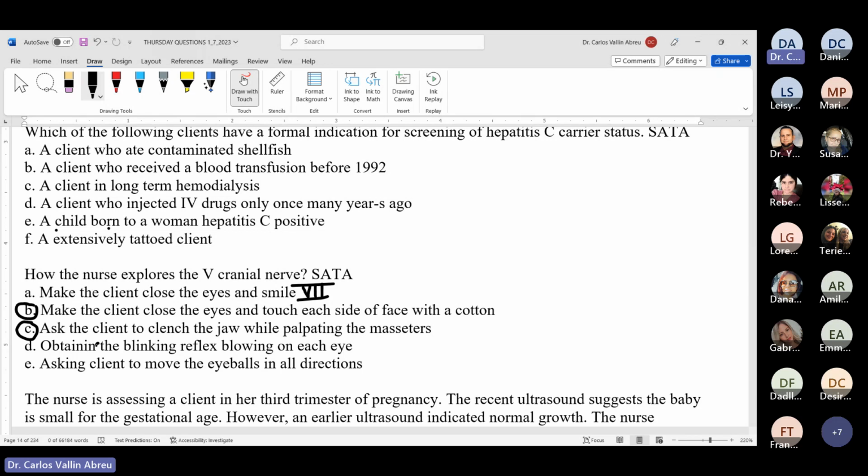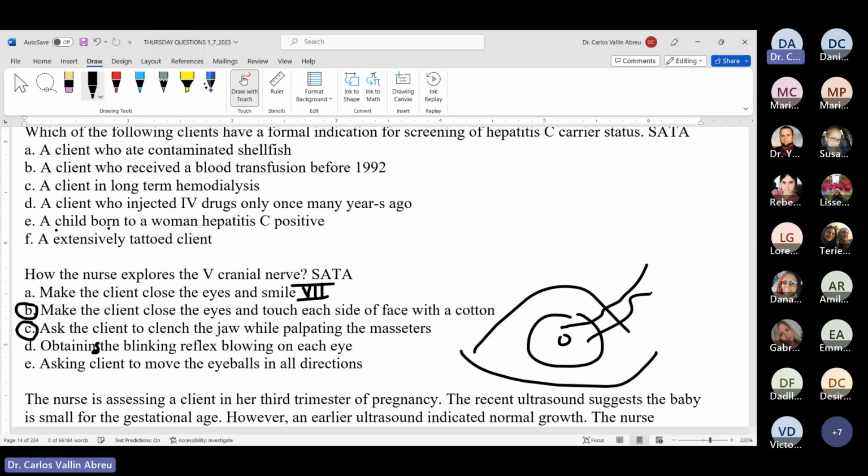Obtaining the blinking reflex by blowing on each eye. This is related with the cornea. This is the corneal reflex. And which nerve gives the sensation of the cornea? The trigeminal nerve. Right. So when you blow on the eye, the nerve feels that you are blowing on the eyes, and instinctively you close the eyelids. This is the blinking or corneal reflex. Yes, this is exploring the fifth cranial nerve. Asking the client to move the eyeballs in all directions. No.